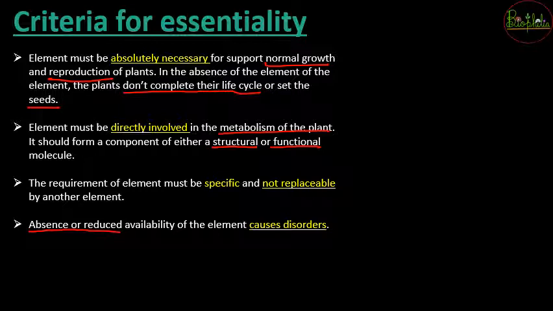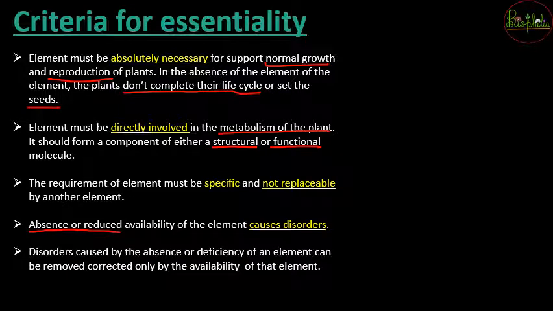So अगर disorders को cure करना है, if you want to remove that disorder from the plant, then only one method is to correct it by its availability. यानी जो disorder है, you identify what element is causing the disorder, and when you supply that element to the plant, then the disorder is going to be corrected. So these were the 5 major criteria to identify the essential elements.